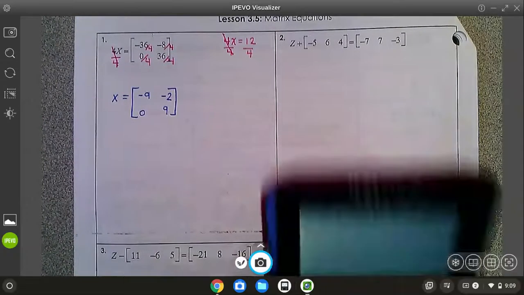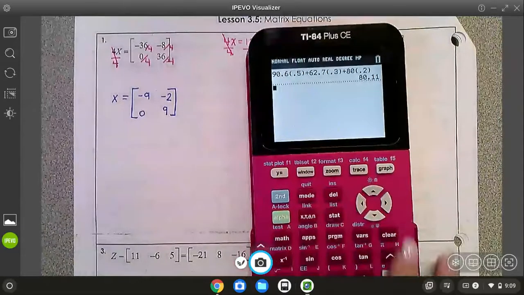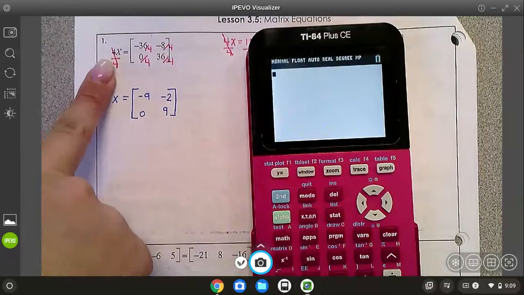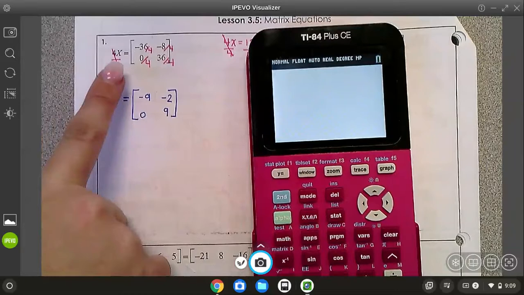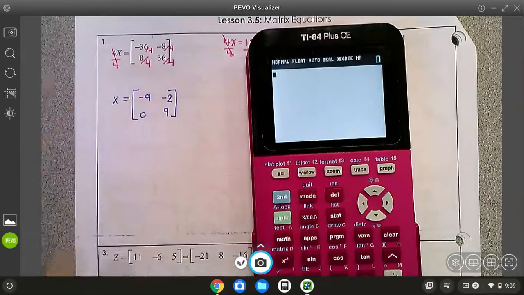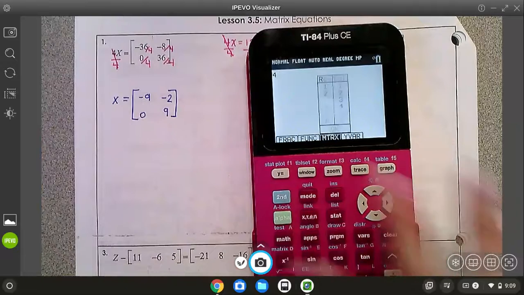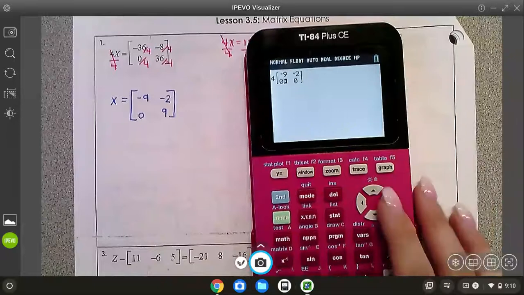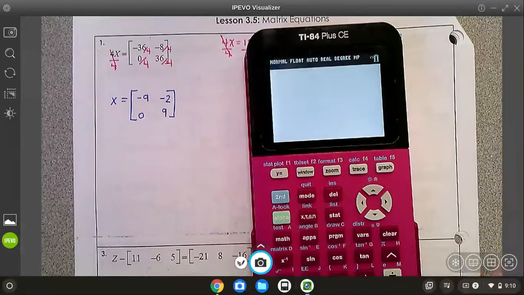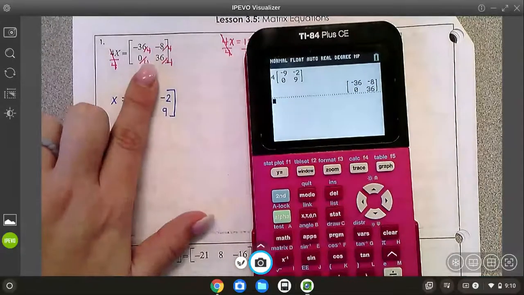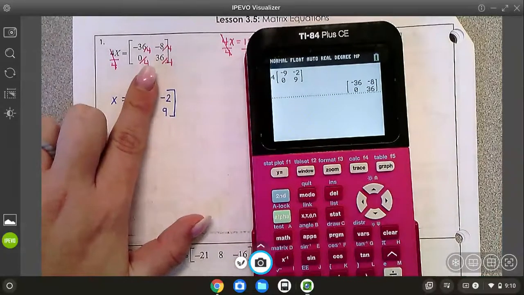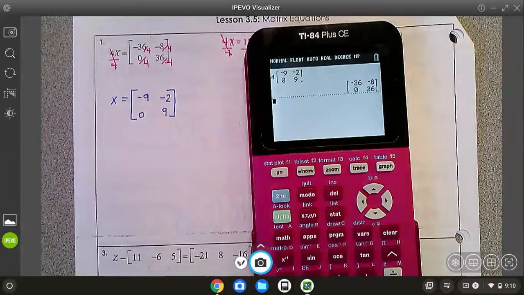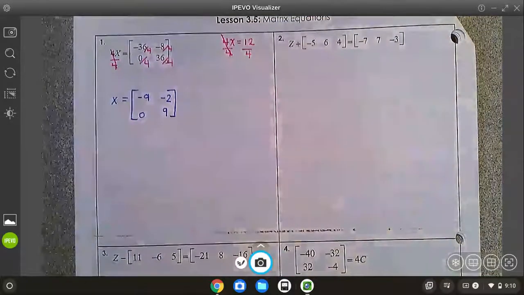There's an easy way to check your answers. If we go back to the very original problem and replace x with the matrix that we got, it would look like this. And notice it does match this answer. So that's how I know that I got it correct. Let's look at number 2.